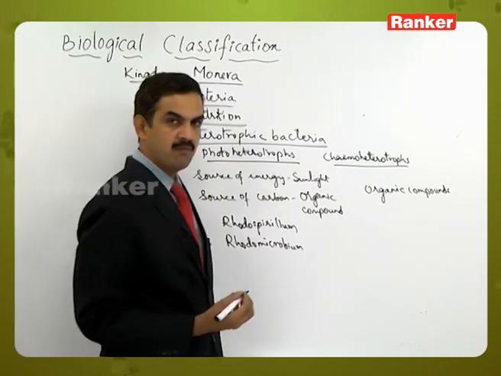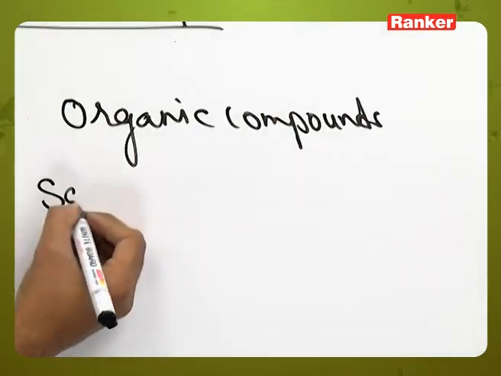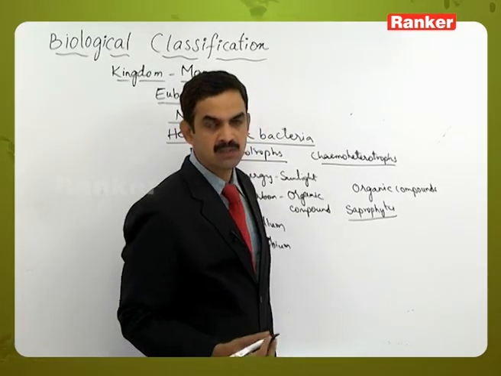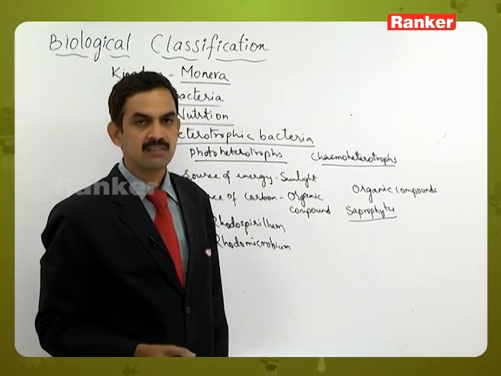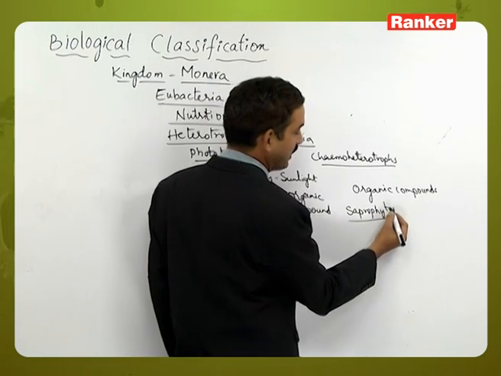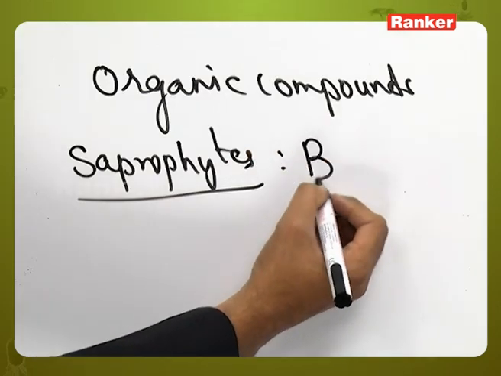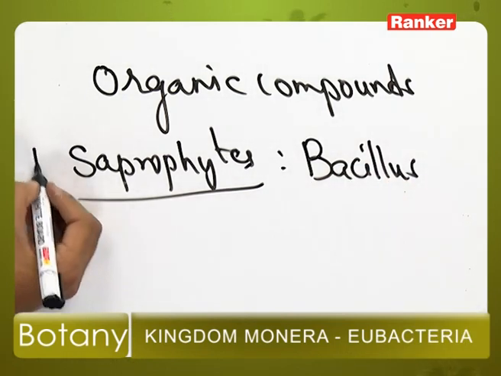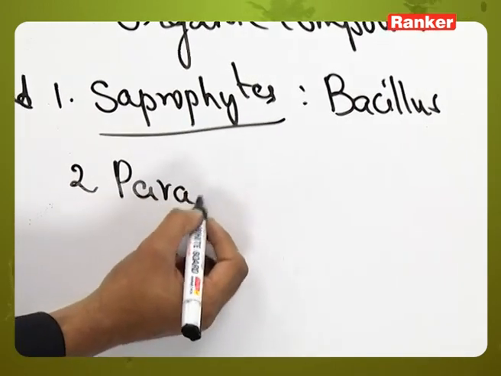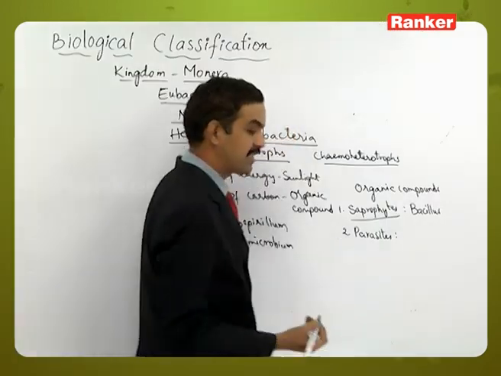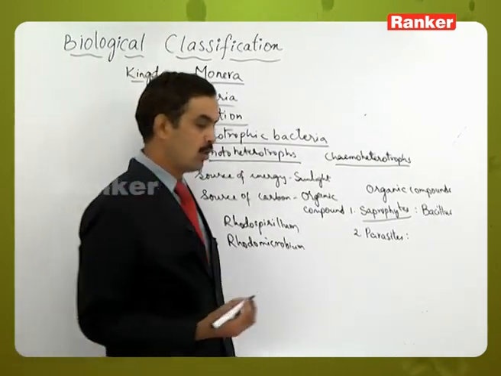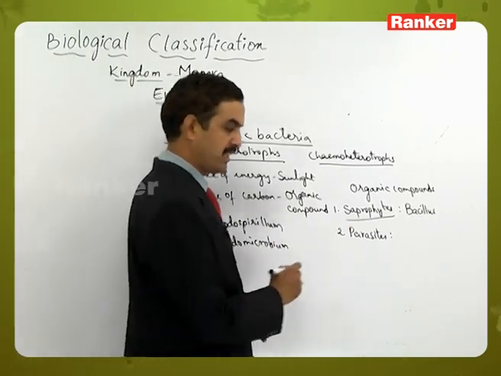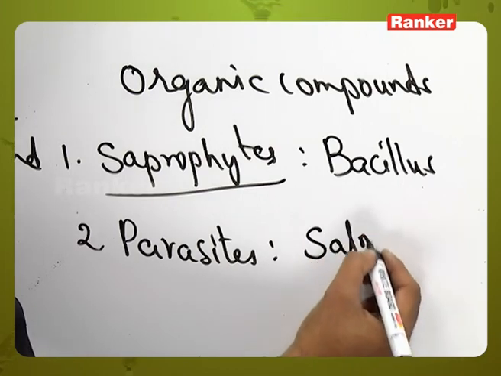These occur in various manners, like saprophytes. Saprophytes are the ones which depend upon dead and decaying organic materials. That is, they derive the nutrition from the dead parts of plants and animals. The best example for this one is the Bacillus species. And in chemoheterotrophs, the second type is the parasites. Parasites derive the nutrition from the living host, and they cause damage to the host organism on which they are depending. Here the example is Salmonella.